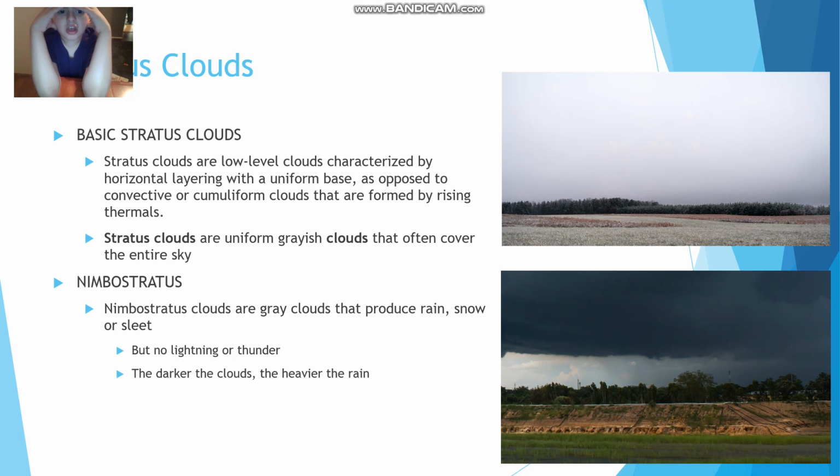Nimbostratus clouds are gray clouds that produce rain, snow, or sleet, but no lightning or thunder. The darker the clouds, the heavier the rain. Those two images, one of them shows the darker clouds, that means the rain is going to be heavy. But that is not a thunderstorm cloud, even though it looks like one.